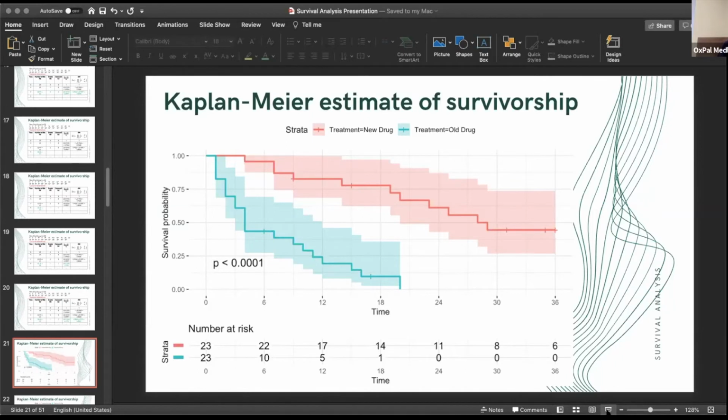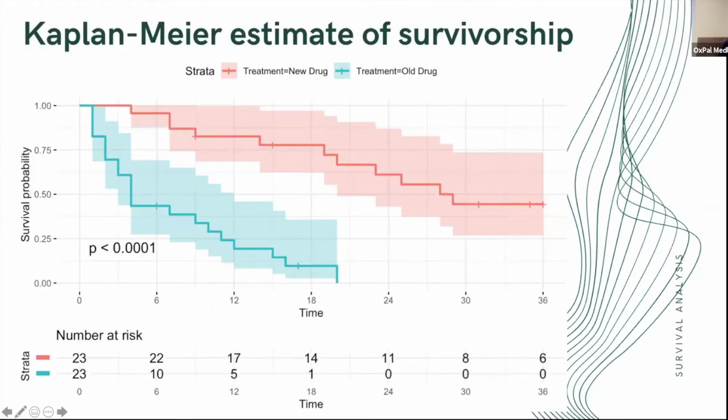So I'll continue. This is what you see when you're reading articles. This is that representation, the Kaplan Meier estimate of survivorship. And we have here the new drug and the old drug. The new is the color red and the old is the bluish one.